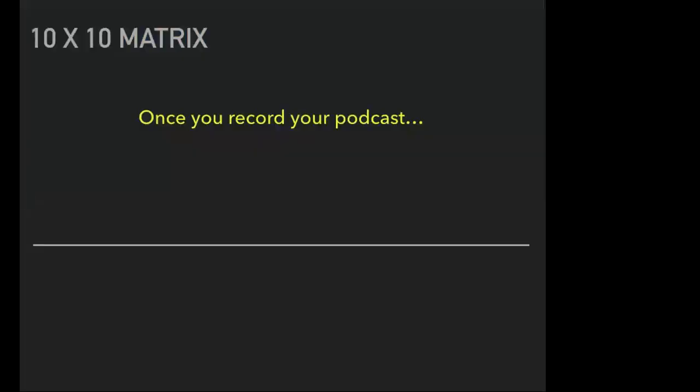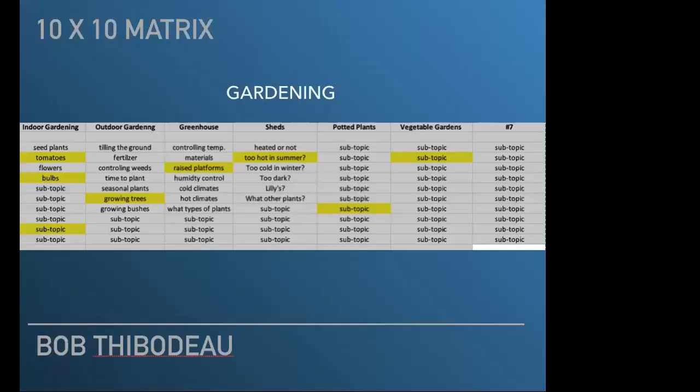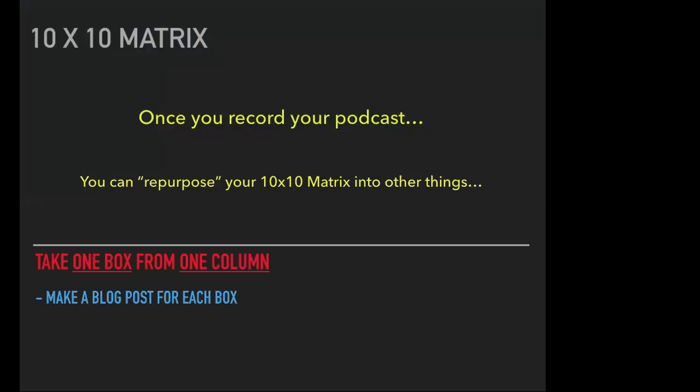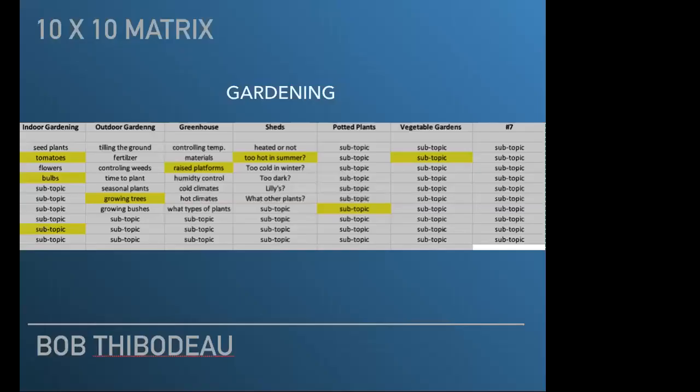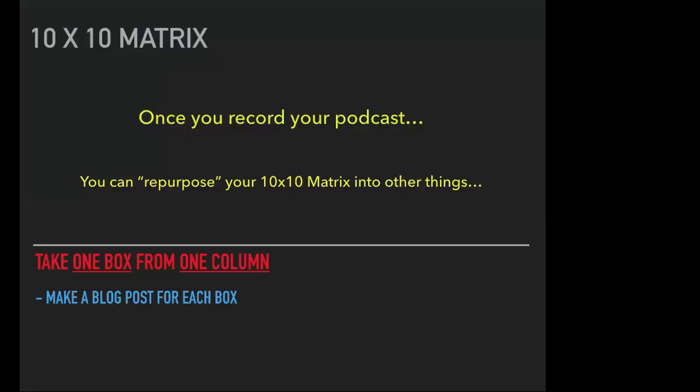Now, once you record your podcast, you can then repurpose your 10 by 10 matrix into other things. For example, here we have the same one I just showed you. You can take one box from one column and make a blog post for it. Okay, so you have your topics. I'll go back up here, and tomatoes. So you're going to talk about indoor gardening with tomatoes, and you make that into a blog post.